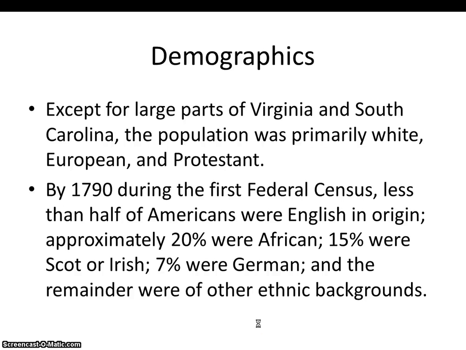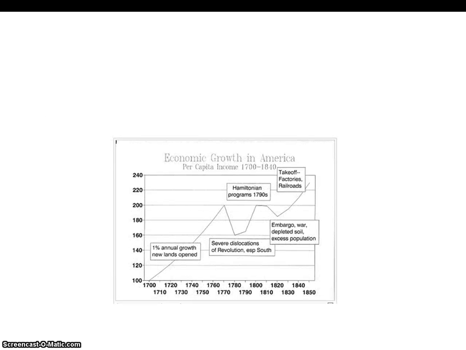Except for large parts of Virginia and South Carolina, the population was primarily white, European, and Protestant. And by the 1790s, during the first federal census, less than half of Americans were English in origin, and approximately 20% were African, 15% were Scot-Irish, and 7% were German. The remainder were other ethnic backgrounds. So you were also seeing people turn away and move away from that sense of loyalty to England.